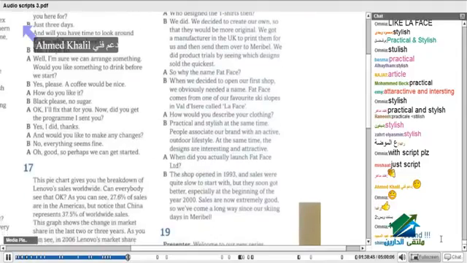When did you actually launch Fat Face Limited? The shop opened in 1993, and sales were quite slow to start with, but they soon got better, especially at the beginning of the year 2000. Sales are now extremely good, so we've come a long way since our skiing days in Meribel.